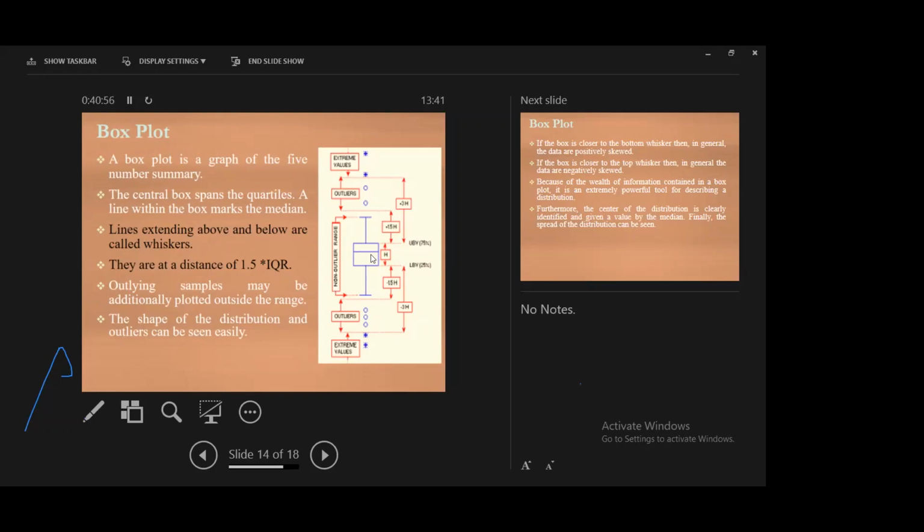An ideal box plot, and by an ideal box plot, I mean a box plot for a normally distributed data is one where all these points are equidistant.